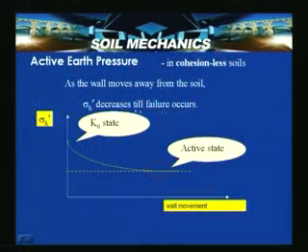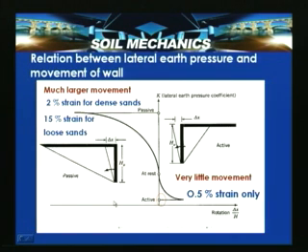As the wall moves away from the soil, sigma h decreases till failure occurs. So this is the K naught state, and with the wall movement, as you can see, it attains an active state and it is maintained. Now the relation between lateral earth pressure and movement of the wall: for example, h naught is the height undergoing lateral movement, and K naught is the condition shown here where the wall is at rest.